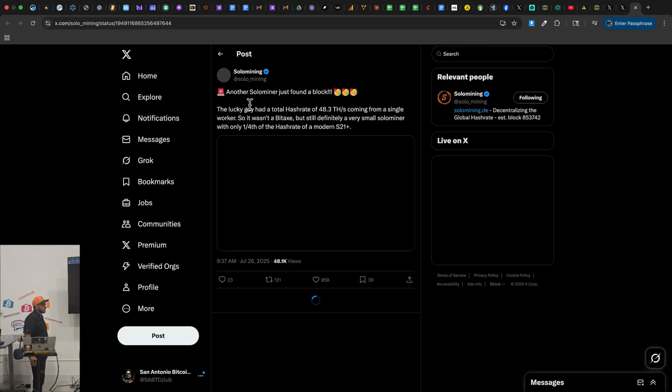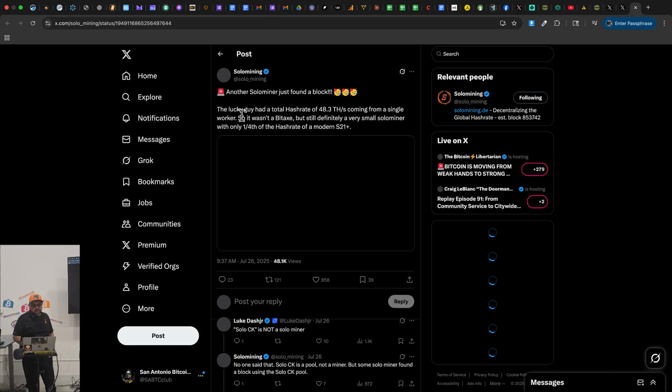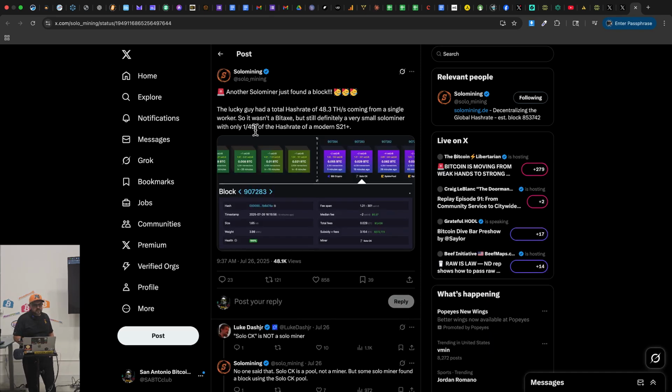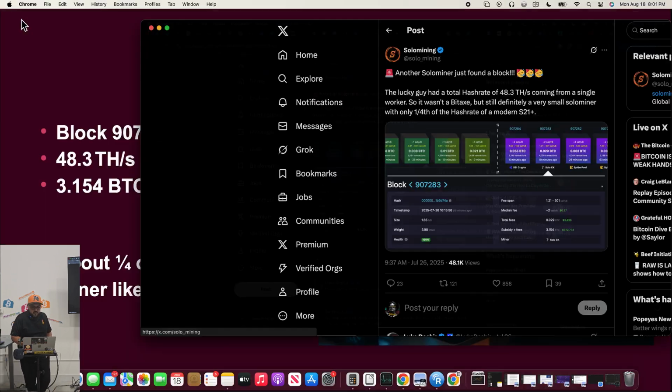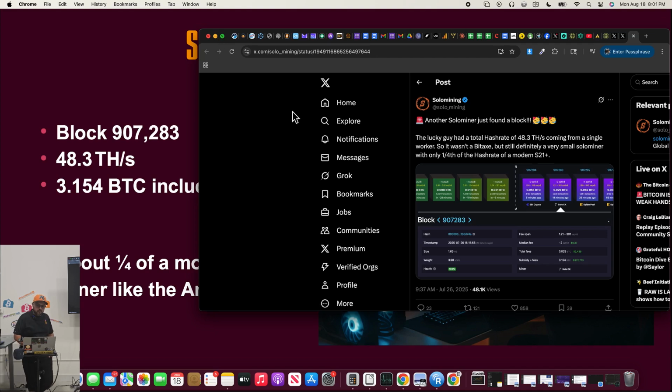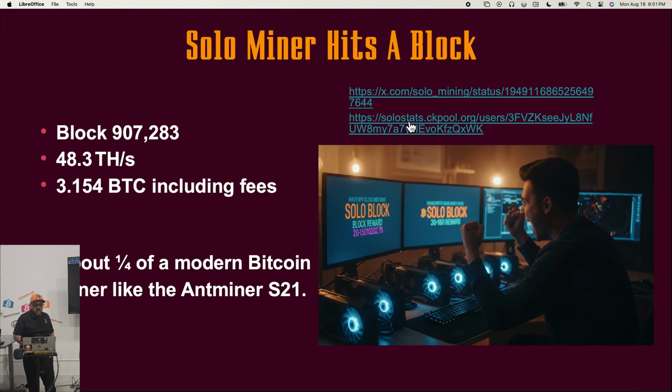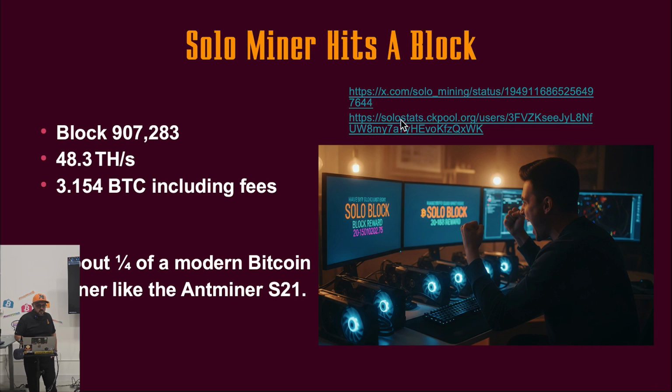We can check it out on the mempool. This first one, I believe, is one of the first posts that I saw. Solo miner found a block, hash rate of 43 terahash coming from a single worker. Was not a Bitaxe, but definitely a very small solo miner with only a fourth of the hash rate of an S21.